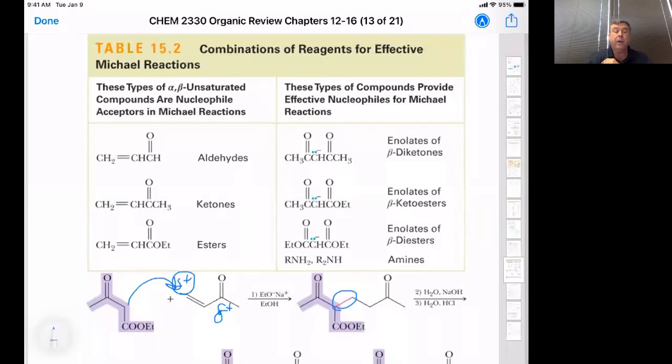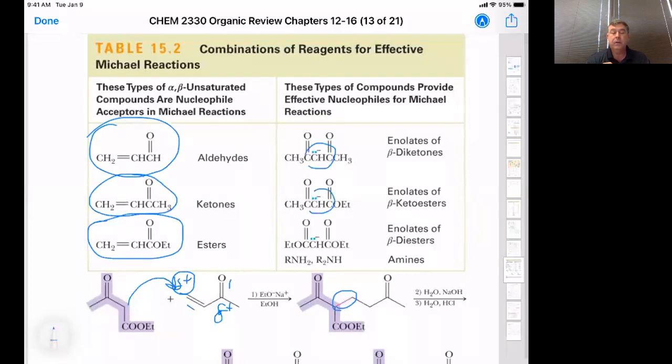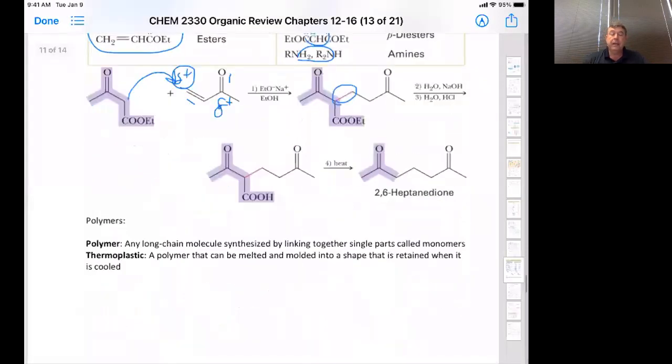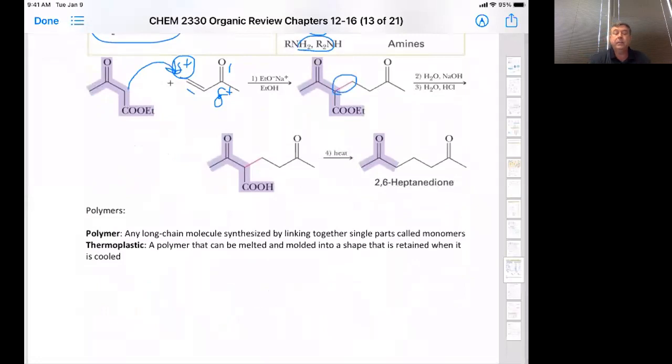So when we do that, we always have an unsaturated aldehyde or ketone or ester. So it has to be in conjugation, like with our carbonyl. And then we use some kind of usually difunctional enolate or even an amine. An amine is enough of a nucleophile to add across it. And we get a slightly different product there. We get that extended amine product.